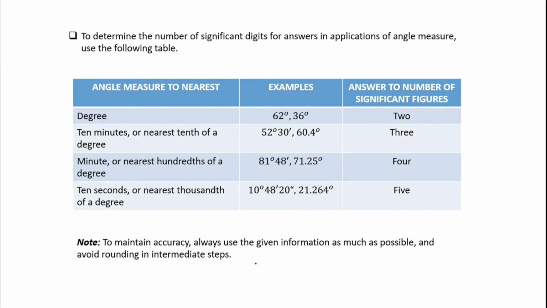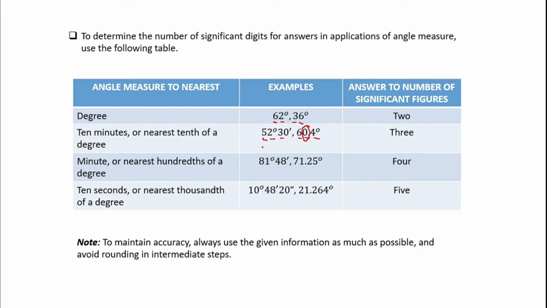Okay, to determine the number of significant digits for answers in applications of angle measure, use the following table. Angle measure to the nearest degree, for examples, has two significant figures, like 6 and 2, and 3 and 6. In this case, we have only three significant figures: 5, 2, and 3, and 0 is not considered a significant figure at this time. But this one is three significant figures because 0 is considered a significant figure here.